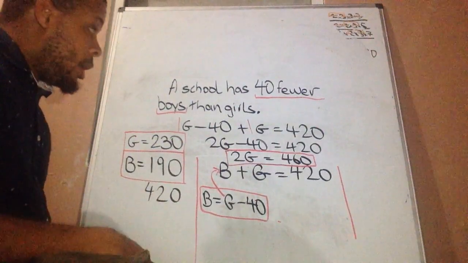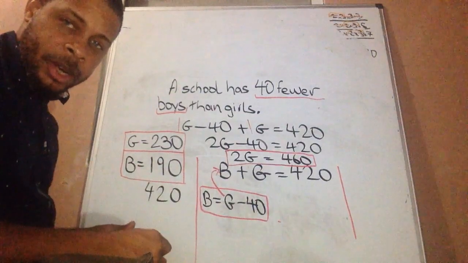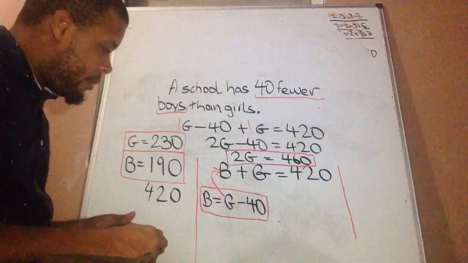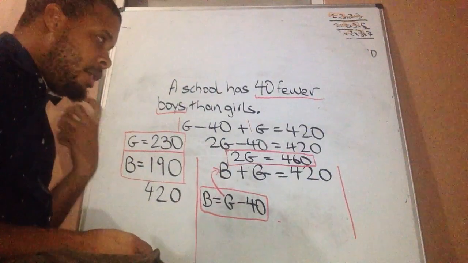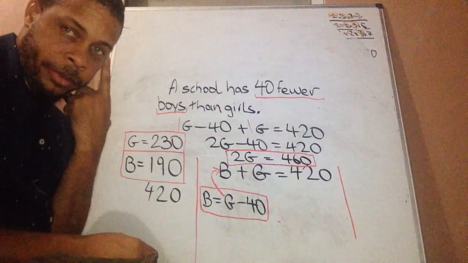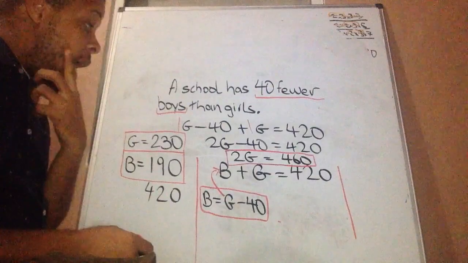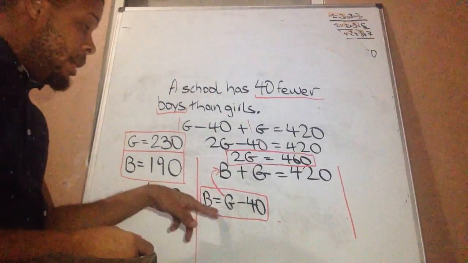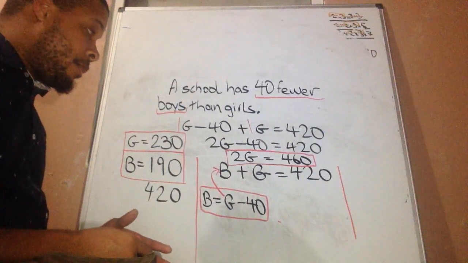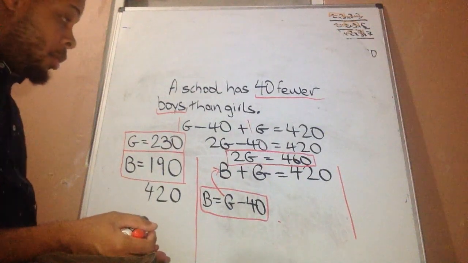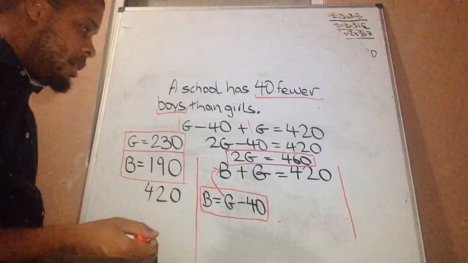So, it took a little bit of maneuvering, but sometimes it needs to make sense to you. You need to make it make sense to you. So you don't have to use B is equal to G minus 40. I mean, it could have worked the other way around too. It could have been G is equal to B plus 40.